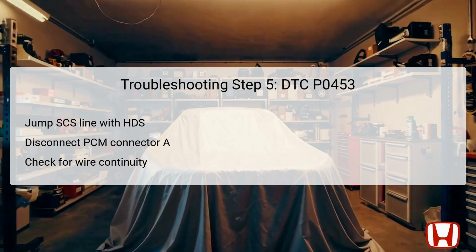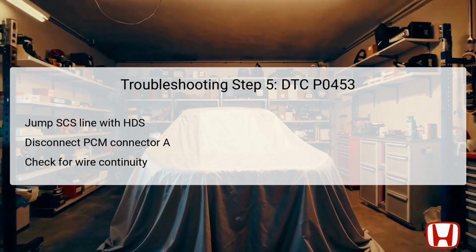For the fifth troubleshooting step, once again ensure the vehicle is in the off mode. Proceed to jump the SCS Service Control System line using the HDS, a method to allow easier diagnostics without interference. Disconnect PCM connector A, which consists of 51 pins, to allow for meticulous inspection.